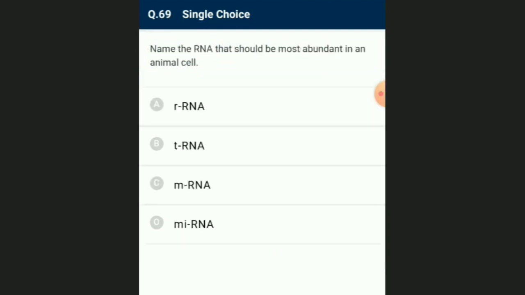Question number 69. Name the RNA that should be most abundant in an animal cell. Among three types of RNA, ribosomal RNA associates with a set of proteins to form ribosomes and makes up 80% of RNA molecules. Messenger RNA makes around 1 to 3% only. Transfer RNA is around 5 to 15%. So the answer is option A, ribosomal RNA.